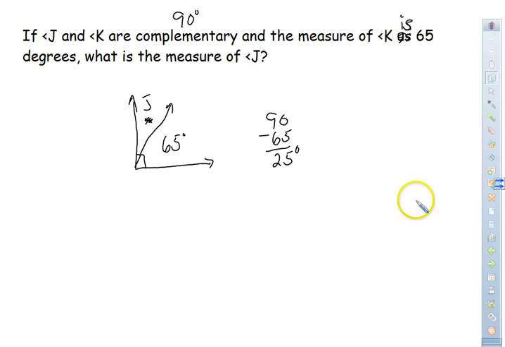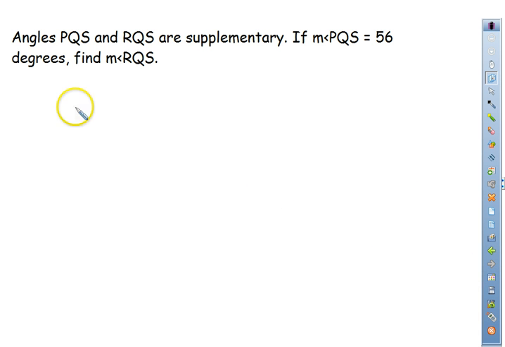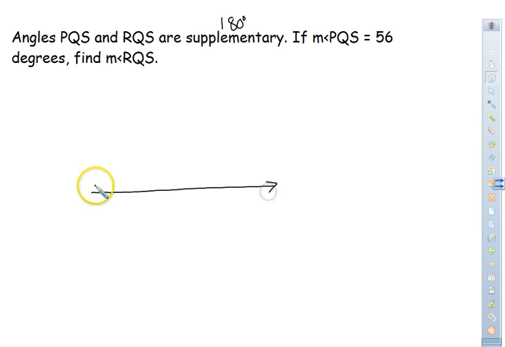Okay, so let's look at the next problem. It says angles PQS and RQS are supplementary. So again, we know that these two angles must equal 180 degrees. And if the measure of angle PQS is 56 degrees, then since it's 180 degrees, it's going to be a straight line. Here's my vertex, and we're going to say 56 degrees. So I'm going to go ahead and write 56 in here. If you want to label these angles PQS and RQS, supplementary, we'll use this one for PQS.